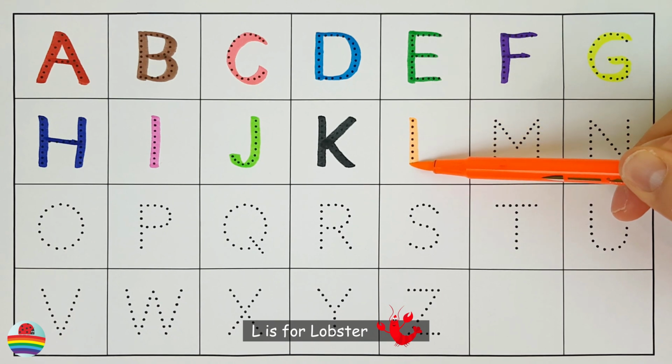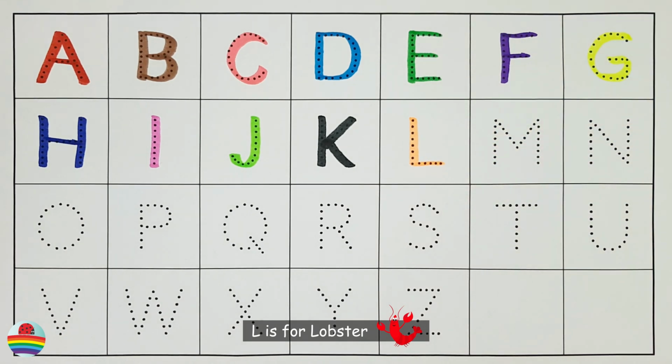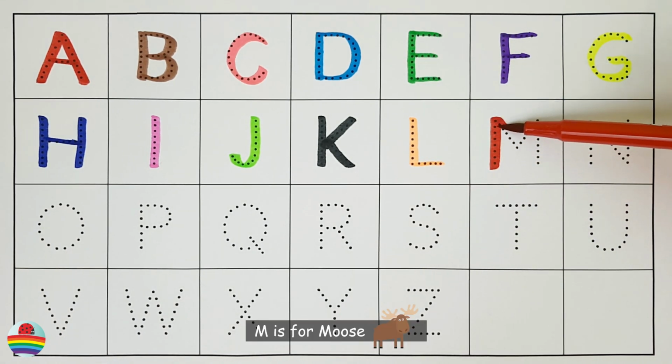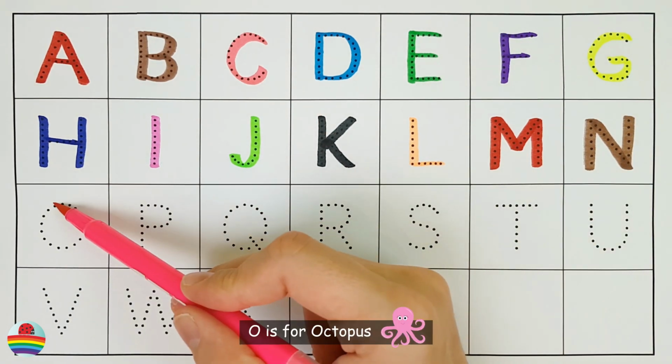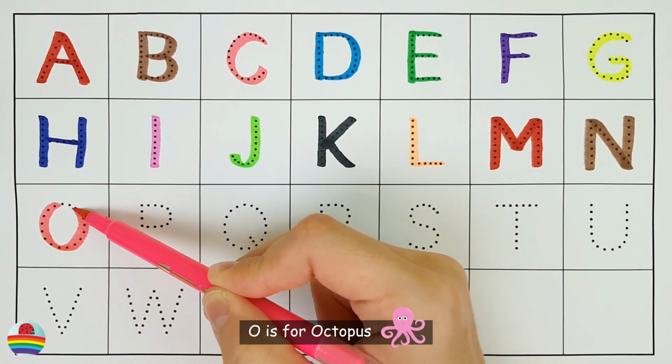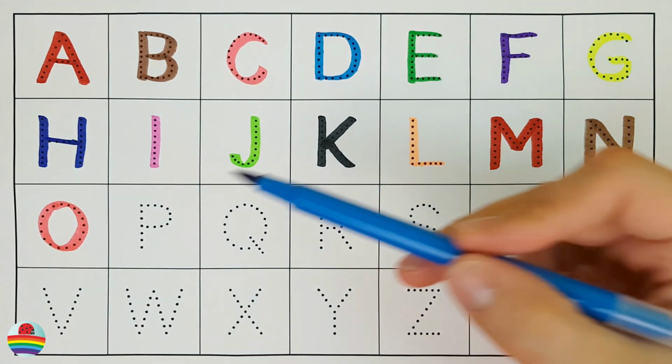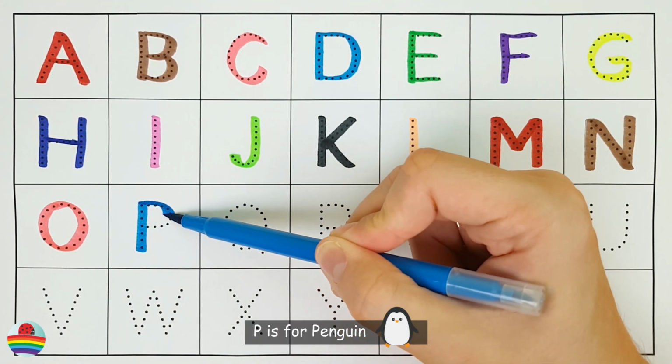L is for lobster. M is for moose. N is for narwhal. O is for octopus. P is for penguin.